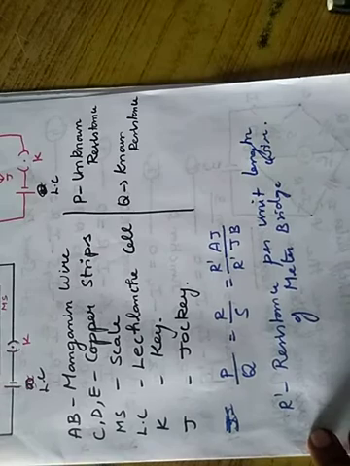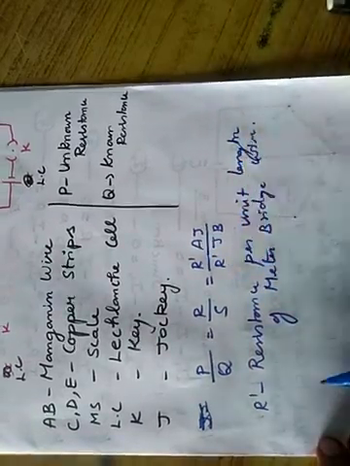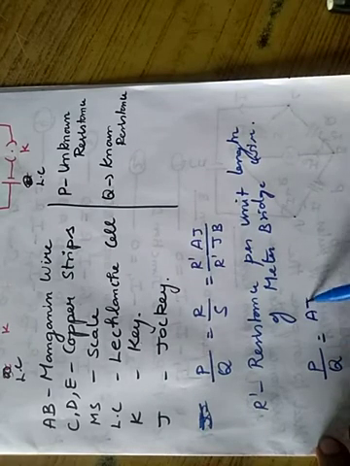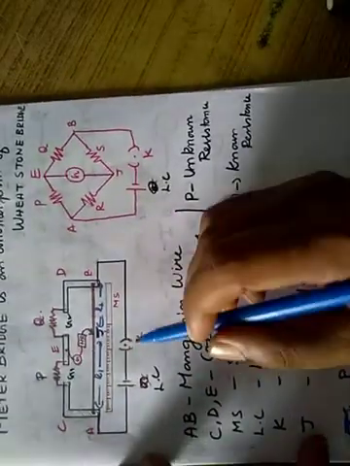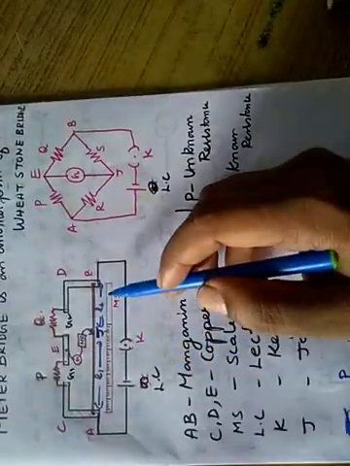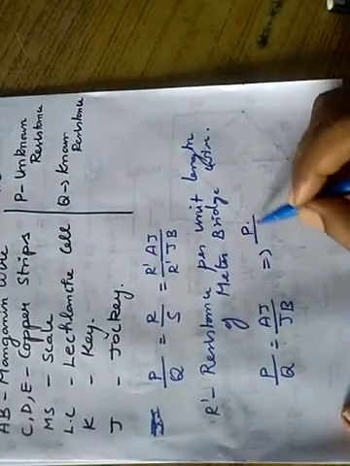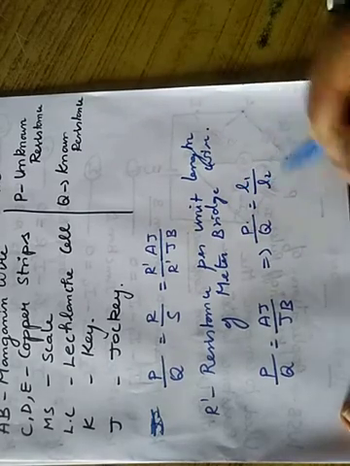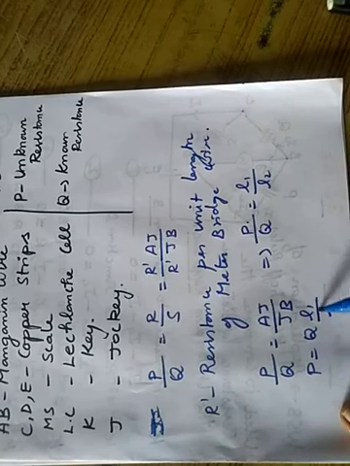Listen. Here R dash cancels. Then P by Q is equal to AJ by JB. We know AJ is taken as L1 and JB is taken as L2. Rewriting this, P by Q is equal to L1 by L2. Then P is equal to Q L1 by L2.